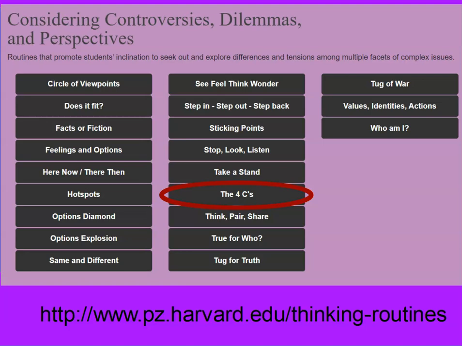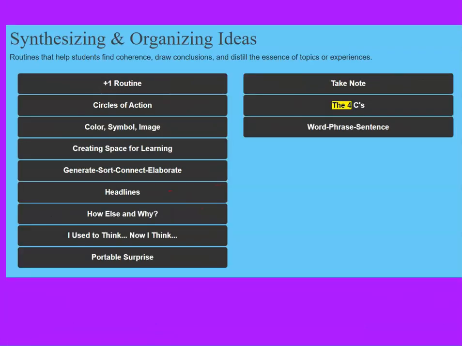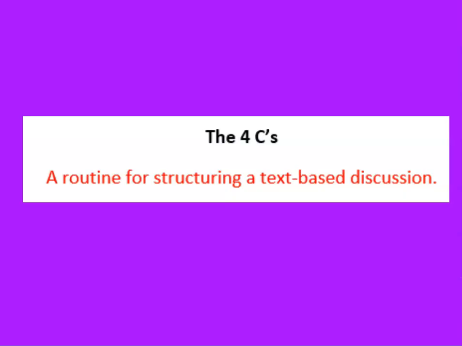We are looking at the 4 C's of considering controversies, dilemmas, and perspectives. We're still in this section. And again, all the thinking routines are located right here. Link is in the description. The 4 C's is also located in synthesizing and organizing ideas, right here. This is a routine for structuring a text-based discussion.